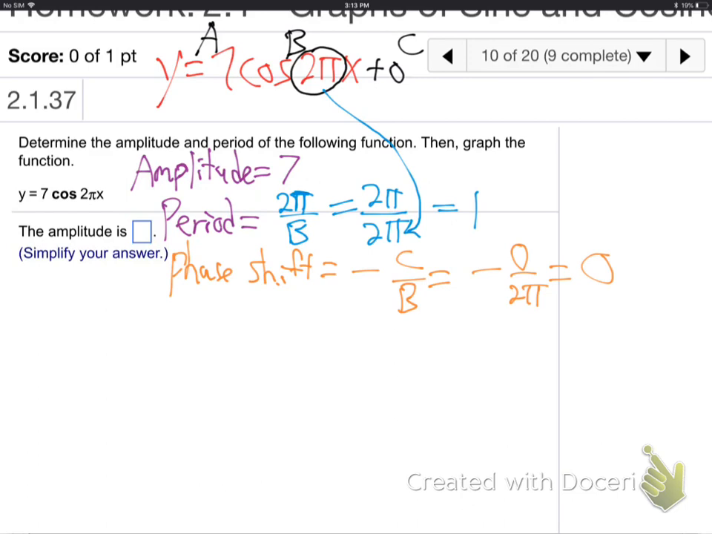Negative 0, 0. It's still just 0. Okay. So now, can we graph it? Let's go to the graph. Now, to the graph we go. So where are we going to start? Where does this one start? Positive 7, go up the y-axis 7.